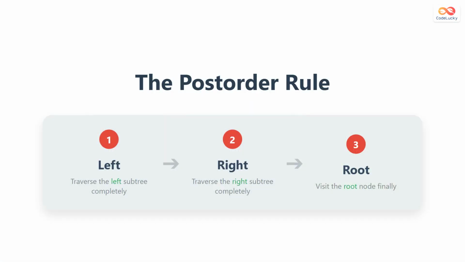Here is the golden rule for Postorder Traversal. It follows a strict sequence. First, you completely traverse the left subtree. Second, you completely traverse the right subtree. And third, only after finishing both sides, you visit the root node. Left, then right, then root.